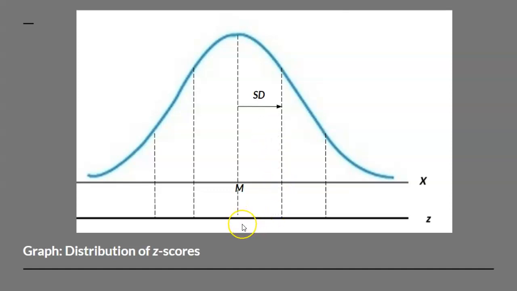Now at the mean, z equals 0. And a z-score reflects the number of standard deviations that an x-score is above or below the mean. So one standard deviation above the mean is +1, 2 is a +2. And if we go below the mean, one standard deviation below is -1, and 2 standard deviations below the mean is -2.